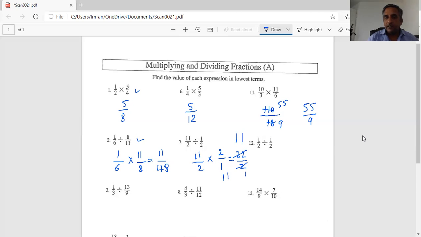Now if we talk about this one, which is question number 12, obviously it's a half divided by a half. So what we do, we write 1 over 2, change the divide sign into times, and then we write 2 over 1. Then 2 times 1 is 2 over 2. So your final answer will be 1. That's it. So that's how we do it.